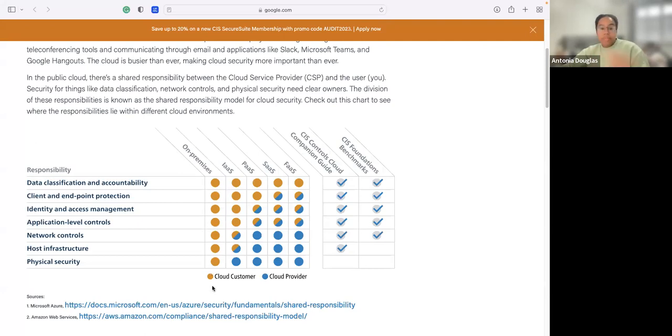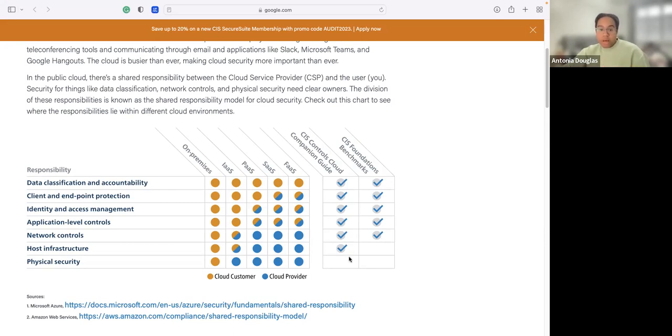When you're on premise, everything is your responsibility: security, infrastructure, network controls, all of those. Whereas as you move across, more and more responsibility is handed over to that third party. This really depends on the requirements of the organization and your risk appetite. That's how I've understood this model.